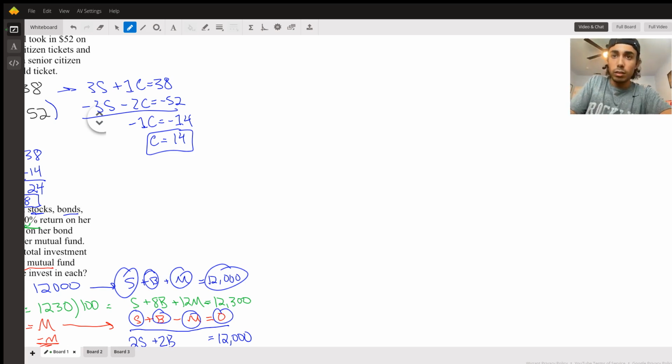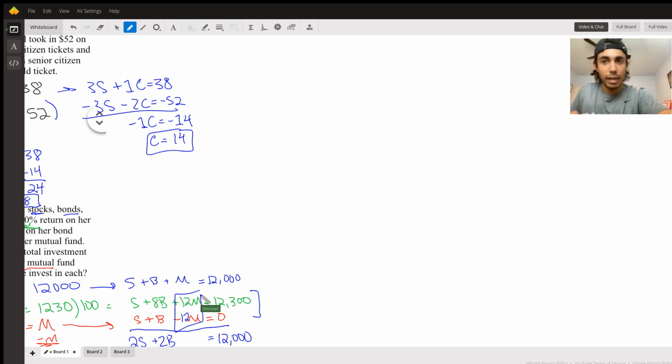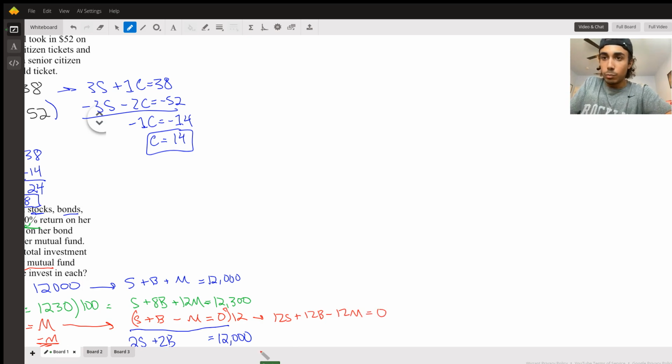All right, but notice if I want to eliminate m, let's get rid of all the circles now. If I want to eliminate m and I'm looking at these two equations, I need there to be a 12 right here, right? Because I want my opposites. So let's go ahead and multiply that red equation all the way through by 12. That way we're going to have opposites between the green equation and the red, and we can eliminate the m. So I'll have 12s plus 12b minus 12m, and then 0 times 12, that's still 0. Let's bring the green guy over.